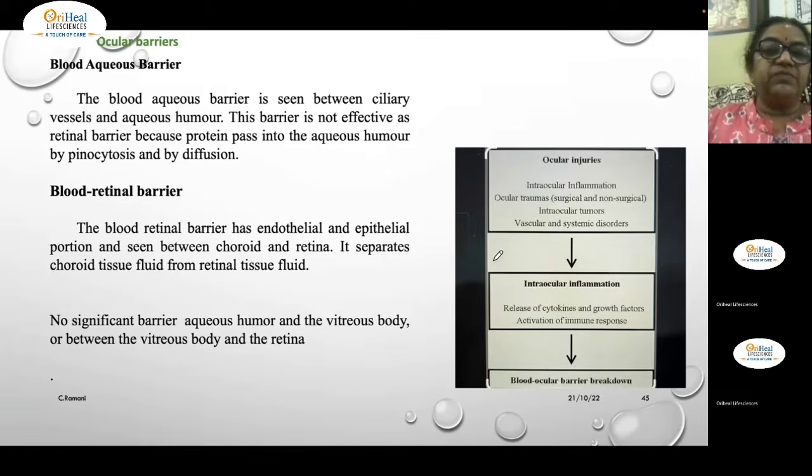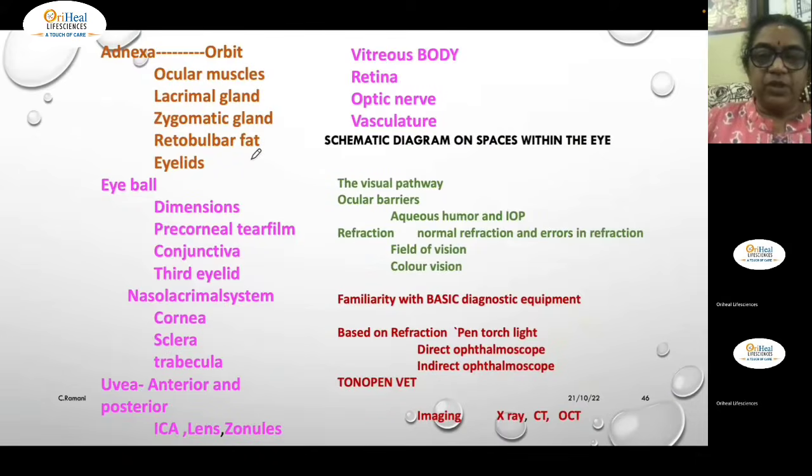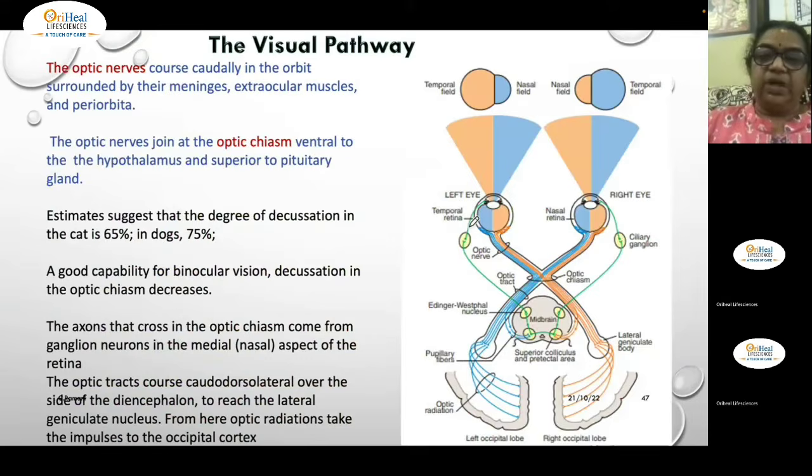So what happens when there is inflammation? There will be breakdown of all these. In fact, because of the breakdown of these barriers, there will be penetration of the drug into the eye also. So that is taken as an advantage. So we have seen the various phases and also the various ocular barriers. Now we will see the production of the aqueous humor and also the other visual pathway.